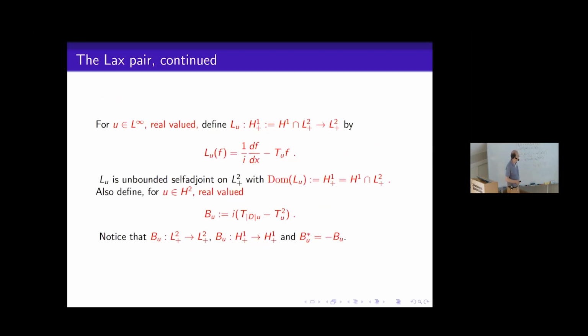So now I'm going to introduce the Lax pair. Given a function u, let me assume that it's L infinity for the moment. It will be maybe a little less, but let's say it's L infinity. I define the Lax operator L associated to u, which acts on the Sobolev space H1 plus, which is H1 intersection L2 plus, into L2 plus, just by this. It's a differential operator of degree 1, 1 over i d/dx. Of course, very nice, self-adjoint. Not bounded, but still bounded from H1 to L2, of course. And minus T_u F.